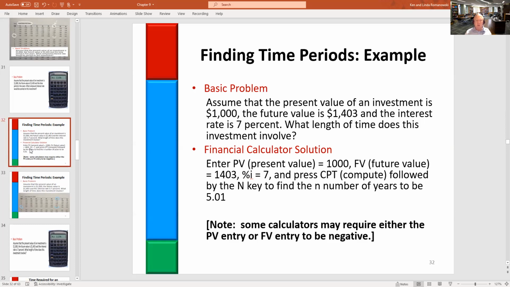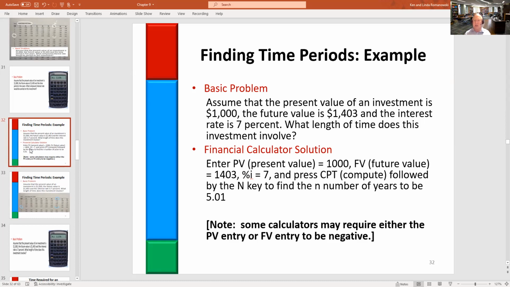If we use the financial calculator, we would be entering 1,000 for the present value, and again, hit a minus number because it's present value. Future value 1403. The interest rate key, which is I/YR for this Hewlett-Packard calculator. There you'll enter 7, and then you will hit, now this says the compute key followed by the N key. All you'll really need to do is to hit the N key.